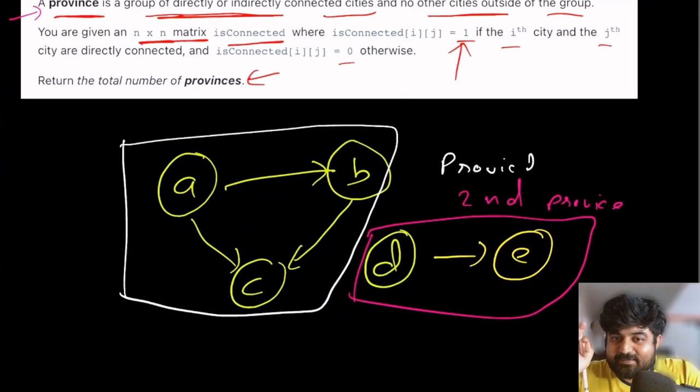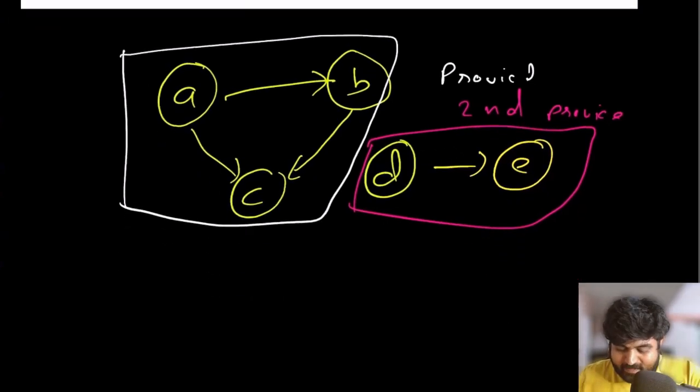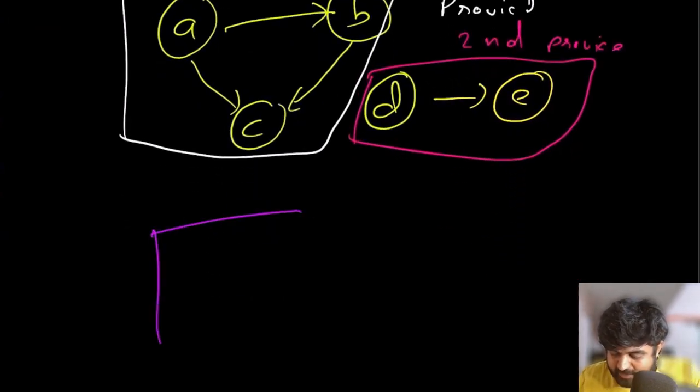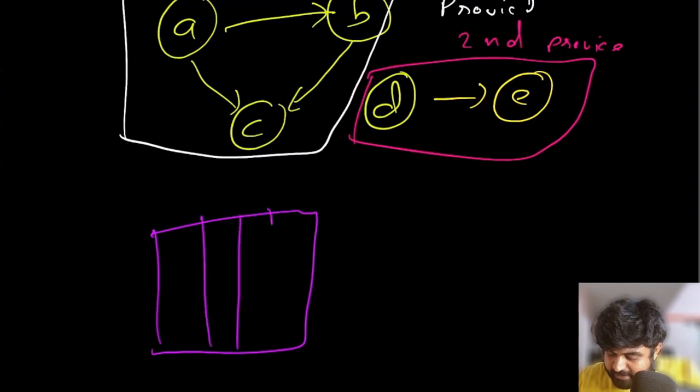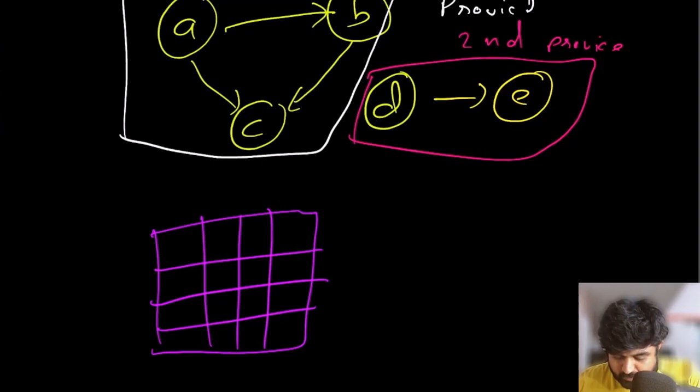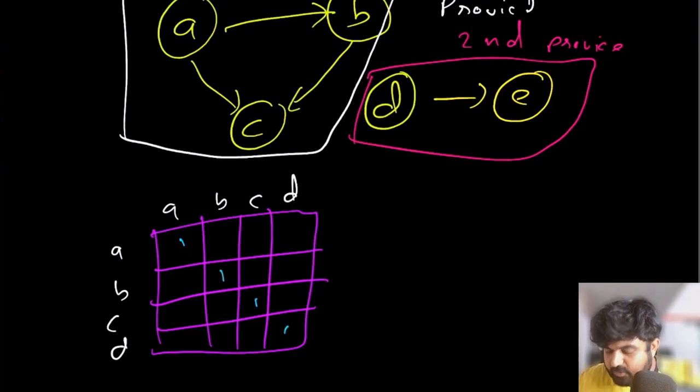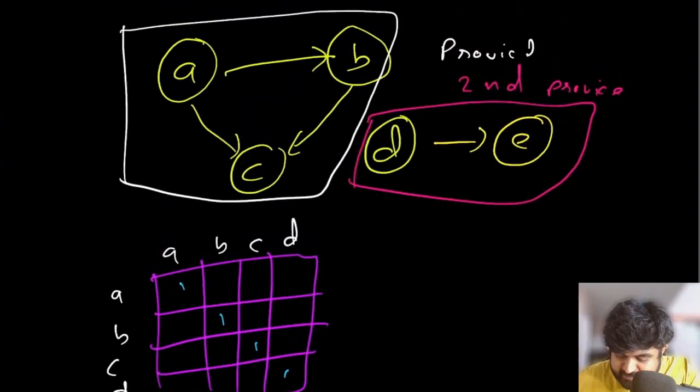This problem is very similar to one of the previous problems we solved, the number of connected components. Let me quickly show it to you. We are given a matrix, and inside the matrix, using the values 0 and 1, we define whether any two values are connected or not. Suppose the values are A, B, C, D. All the values are by default connected with themselves, so I'm going to mark those as 1. Let's just take the same example.